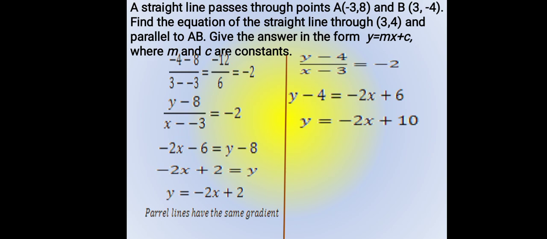Now, if the other line is parallel to this one, its gradient must be -2. You can see the gradient of our first line is -2. So this line passes through point (3, 4). Because we have the gradient, we shall say (y minus 4) all over (x minus 3) should be equal to -2. Then cross multiply, we solve, we find that the equation of the other line is y is equal to -2x plus 10.